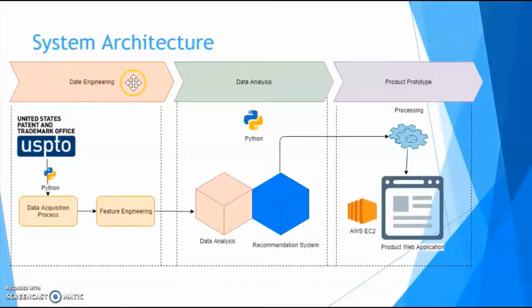First, we have three phases: data engineering, data analysis, and product prototype. In the data engineering phase, we get data from USPTO, and we use Python to get the patent details. After that, we apply data cleaning, data selection, and feature engineering to the data, and feed the output to the data analysis phase. In this phase, first we analyze which features to use to get the best similar products, and after that we feed this to a recommendation system. Here we have applied two recommendation systems that we are going to discuss later, and this output is fed to the processing. Here we have three input fields: user ID, patent ID, and keyword. After this input, we get output on our website, and this website has been deployed on AWS EC2.